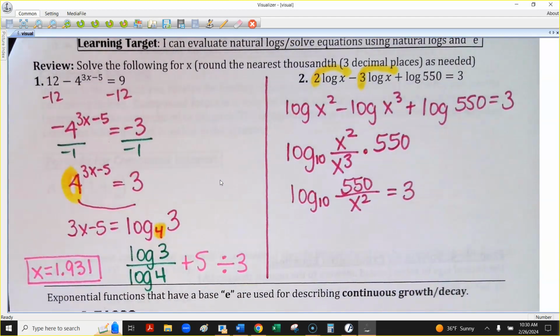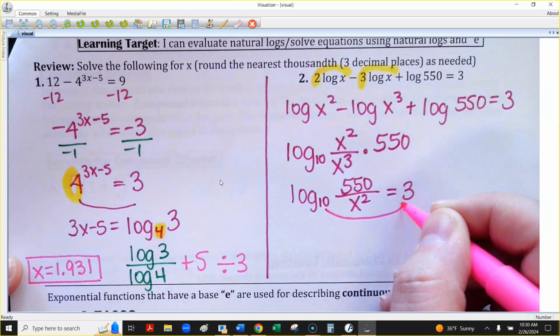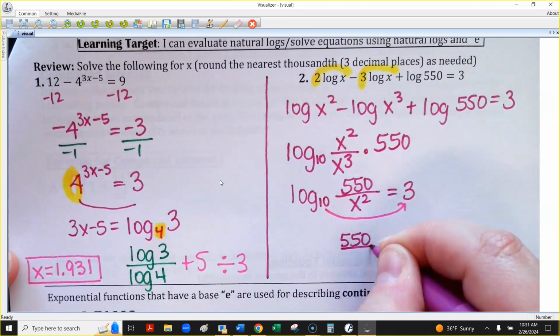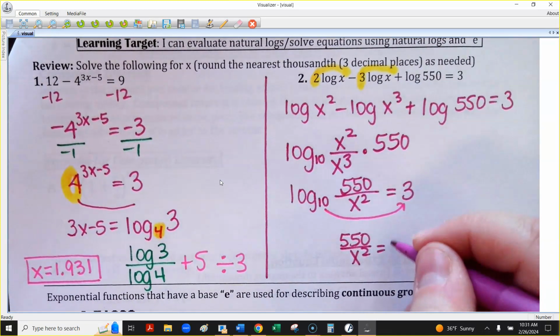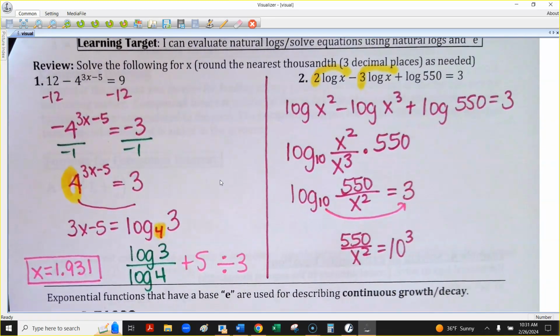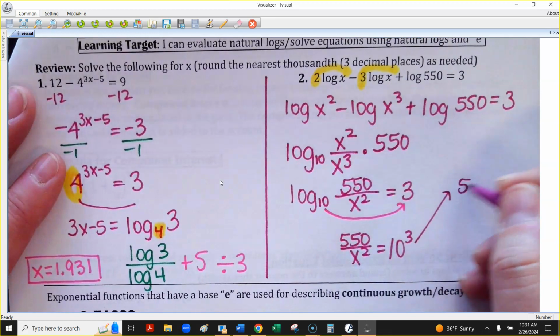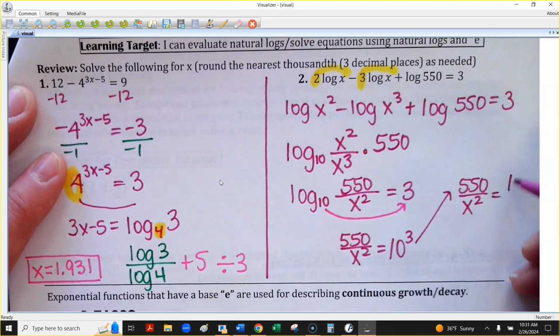Now, to get rid of the log, this is a reverse of what we just did in the last question. To get rid of the log, we're going to convert this to an exponential. So the 10 is going to swing across to the other side. We got 550 over x squared. Now, the 10 becomes a normal size number and pushes that 3 up in the air. I did not leave enough space here. Sorry, guys. This would be 550 over x squared. 10 to the third power is 1,000.